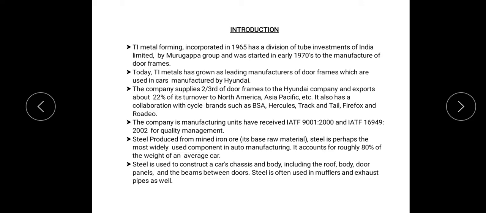Our company name is TI Metal Forming, incorporated in 1965 as a division of Tube Investments of India Limited by Murugappa Group and started in the early 1970s. They are leading manufacturers of door frames which are used in cars, lorries, etc. They are suppliers for Hyundai, Ford, Daimler, etc.